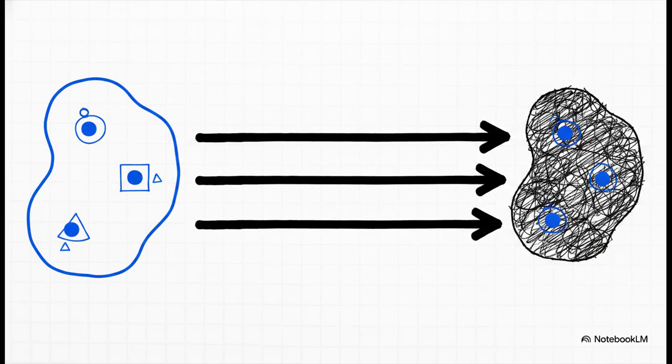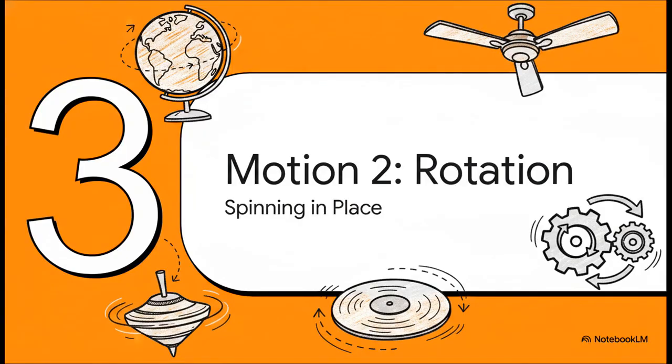So here's the big takeaway for translation. For any kind of translation, it doesn't matter if it's straight or curved. Every single point on that object is moving in exactly the same way. Same direction, same speed, same acceleration. That's what makes it pure translation. All right, so that's our first building block, moving without turning.